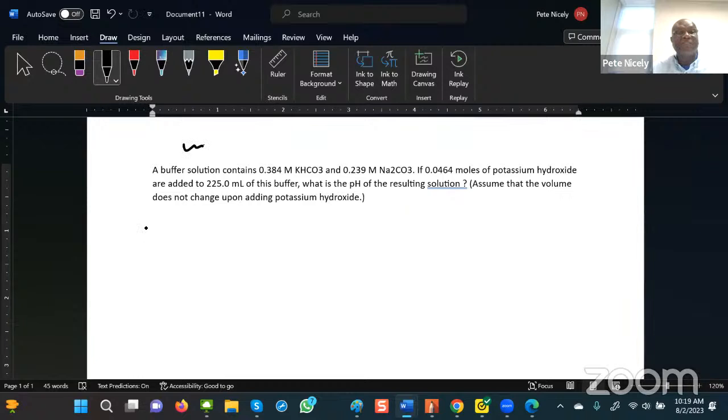Okay, good. All right. So this question says you're given this molarity of potassium bicarbonate and this molarity of sodium carbonate. All right. So basically, this would be the weak acid because this contains HCO3 minus, and this would be containing the conjugate base of the weak acid because that is CO3 2 minus, right? Now the question continues to say if 0.464 moles of potassium hydroxide is added to 225 mils of this buffer, what is the pH of the resulting solution?